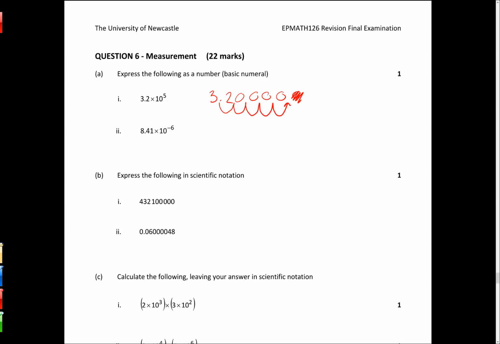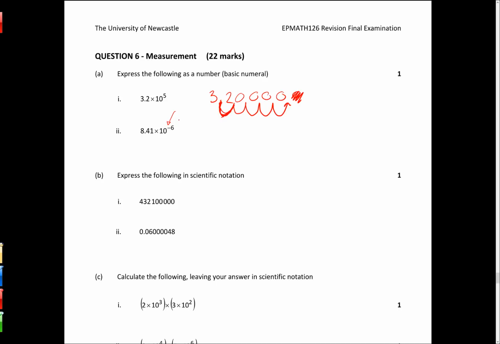There's my answer. I'm trying to get rid of that, make it not look like there's still a dot there. Yeah, so neat, David. My answer is 320,000. Yep, 5 moves bigger. The next one is similar, but it's got the minus there.